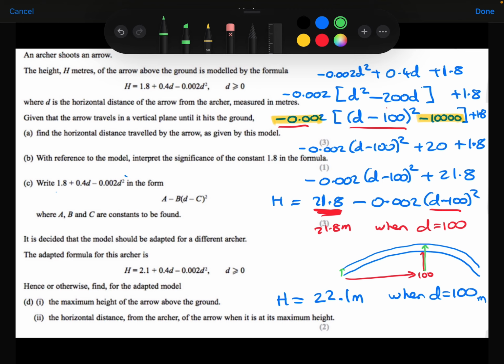So part D is really testing whether you understand the fact that these bits are the same, what that represents, and what this change here represents.